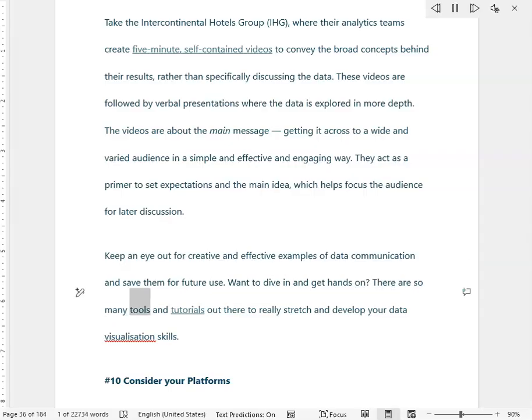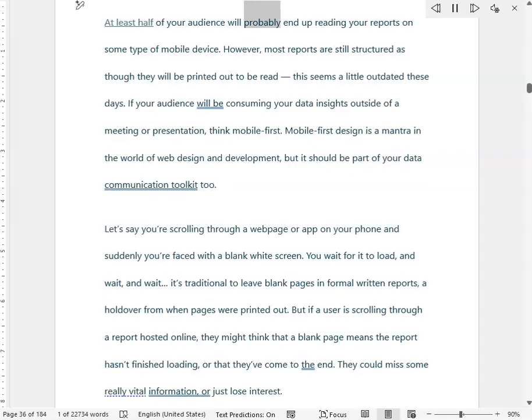There are so many tools and tutorials out there to really stretch and develop your data visualization skills. Number 10, consider your platforms. At least half of your audience will probably end up reading your reports on some type of mobile device. However, most reports are still structured as though they will be printed out to be read. This seems a little outdated these days.